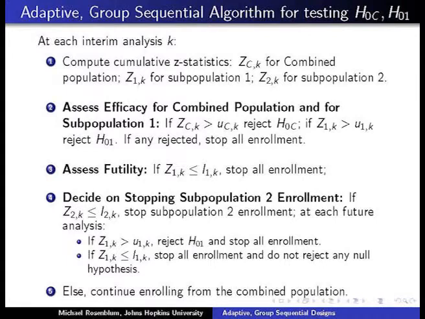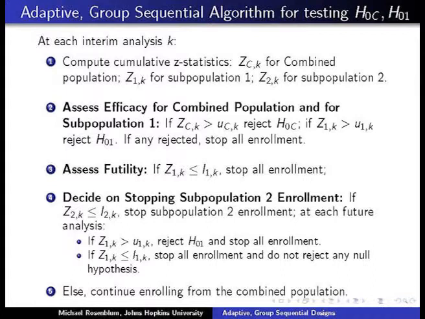So these are the 4 steps, and then if none of these things kicked in, if you didn't reject any null hypotheses and you didn't stop for futility, didn't stop the whole thing, then you just go back to step 1 and keep going. You basically go to the next interim analysis until you've hit the final stage. And so any questions on the design?